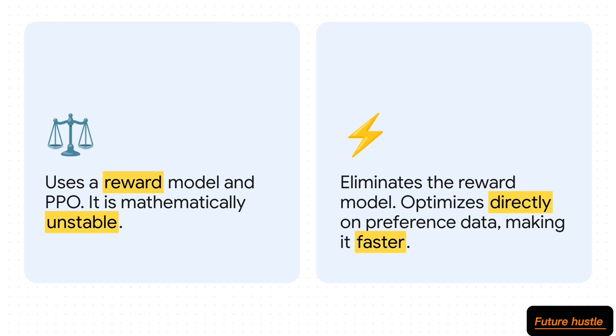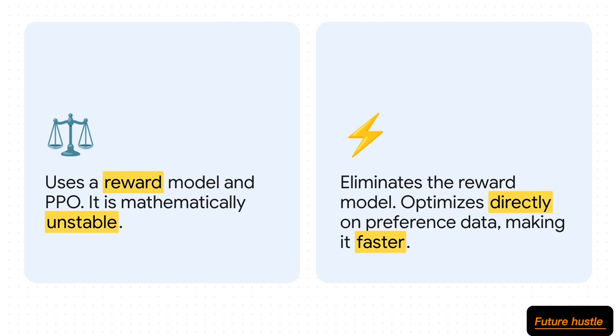Traditionally, developers used RLHF. That's the technique that originally made ChatGPT famous. It relies on humans physically ranking answers to train a separate reward model via reinforcement learning. And it works, but it's insanely expensive and mathematically pretty unstable.